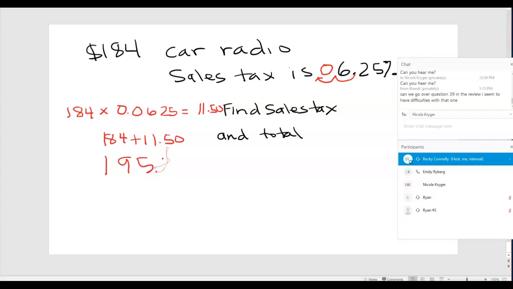So make sure that it is written as money, though. Another thing that you'll be docked off for is if you put just 195.5 and not 195.50, right? Because with money, we always have two places after the decimal point. So just watch that closely too.